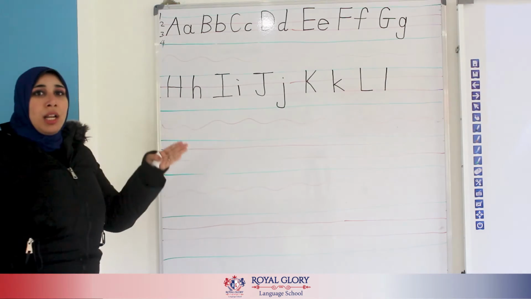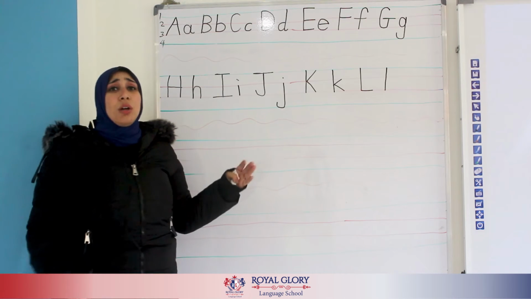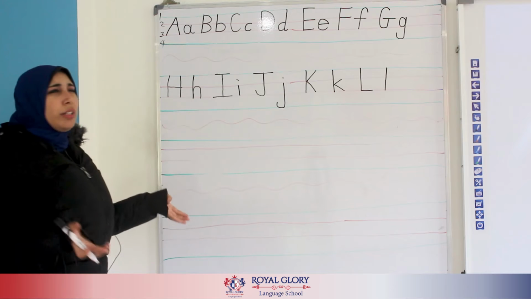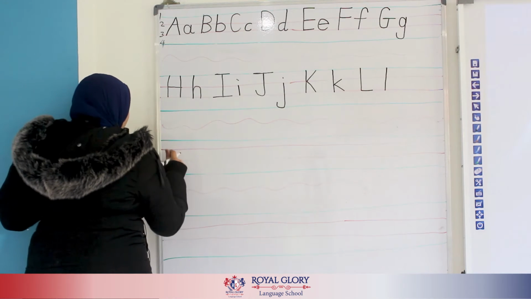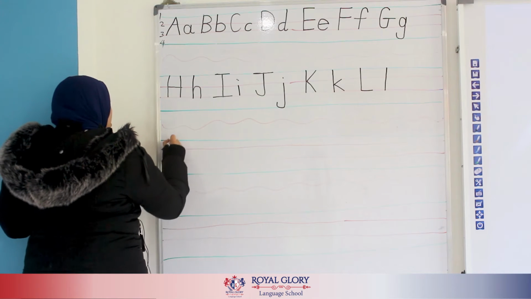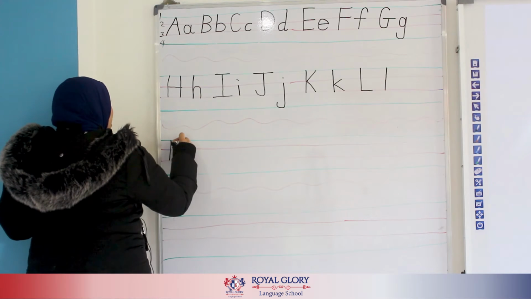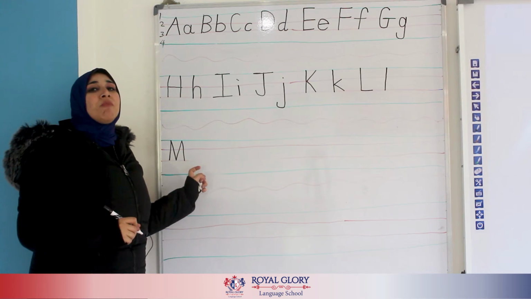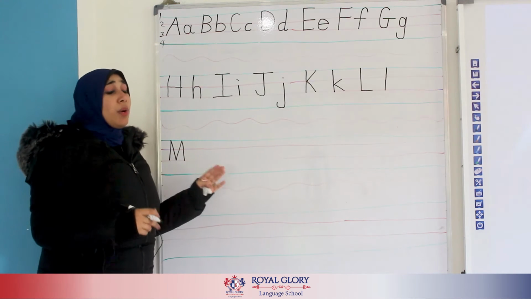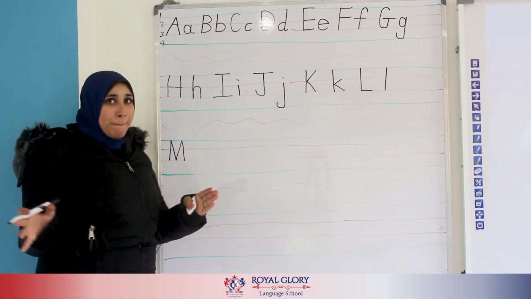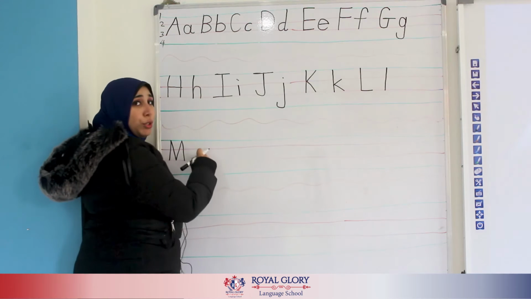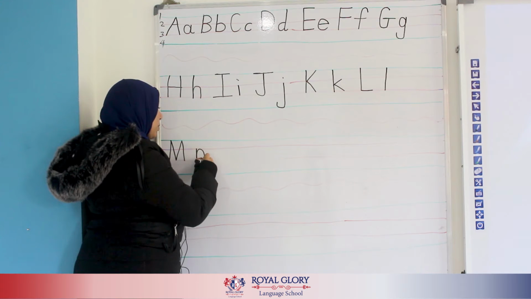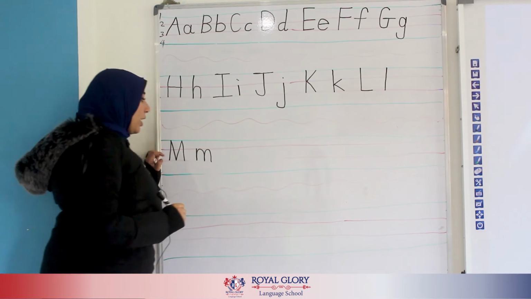Okay, after letter L, letter M. M, sound of M, okay, how can I write letter M? Okay, from line number 1 to line number 3, standing line up, standing line down, standing line up again, standing line down again. This is the upper case of M. Okay, how can I write the lower case of M? From line number 2 to line number 3, make a standing line down, make a curved line down, and make a curved line down again.